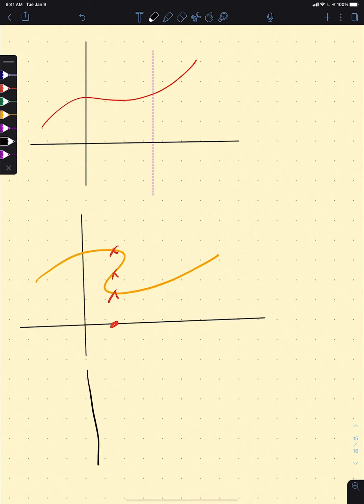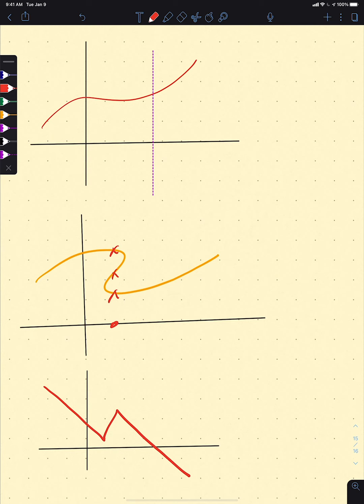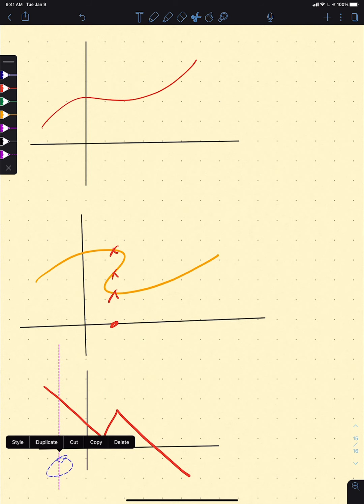What about this curve here? If we have this curve, I can take my vertical line and as I sweep it across, we're good and we're good and we're still good here, even though there's this sharp corner, and we're good all through that. So this red jaggedy thing, that's a function.